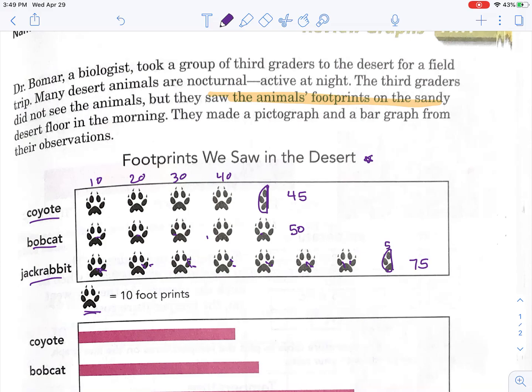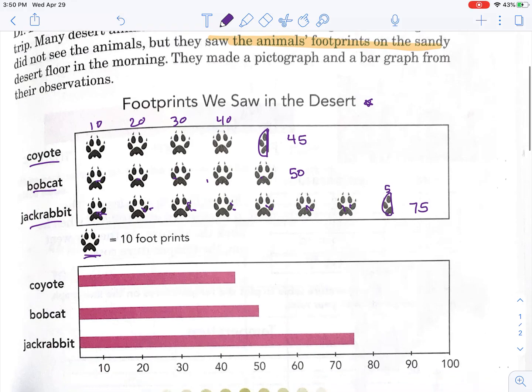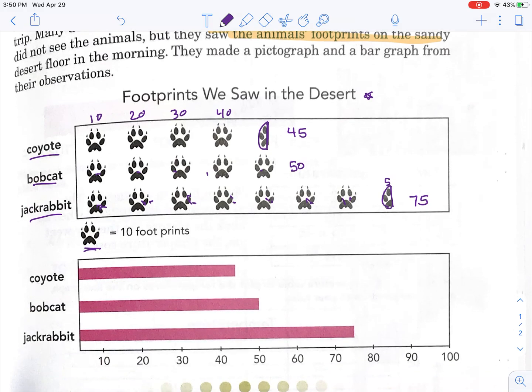Okay, so if you were on a field trip with that third grade class, you could make a graph like this. Could you also make the graph in a different way? Yes, this is called a bar graph because it looks like what? A giant bar. And instead of a key, you have the number line on the bottom. Halfway between 40 and 50 is what? 45. Awesome. This one goes right to 50. So we know that coyote is 45. The bobcat was 50. Let's look at the jackrabbit. Halfway between 70 and 80 is what? 75. Do you see something?